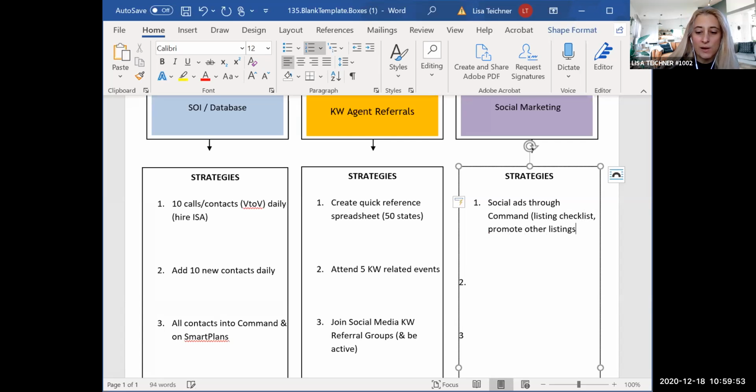You could also do a CMA. A good one is an interactive ad that allows them to fill out a lead capture sheet to provide a CMA, which is especially relevant right now: what's your home worth? Classic one. What is your home worth? So social ads through command, that's one.